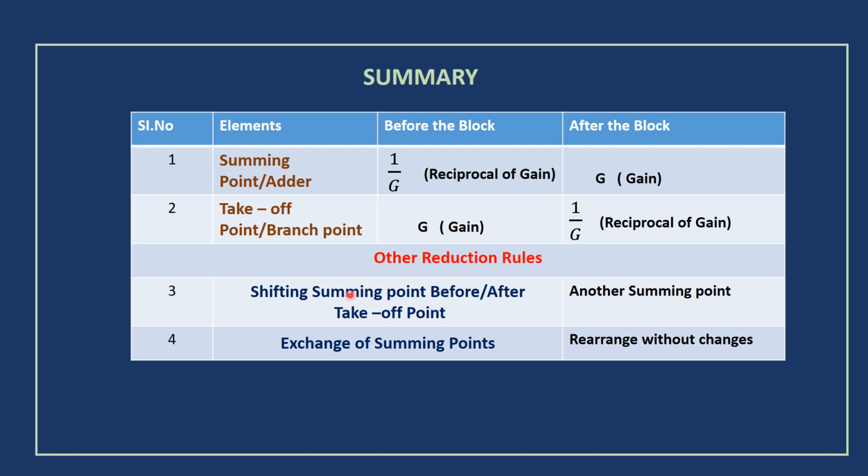Other reduction rules are shifting a summing point before or after a takeoff point. If a summing point and a takeoff point are nearby, and we need to rearrange, we should include another summing point with the possible operators. And then exchange of summing points, we can exchange directly, rearranging without changes. So I have summarized the rules to reduce multiple blocks into a single block, which represents the overall system gain. Using the block diagram reduction rules, we can find the transfer function of the whole system.